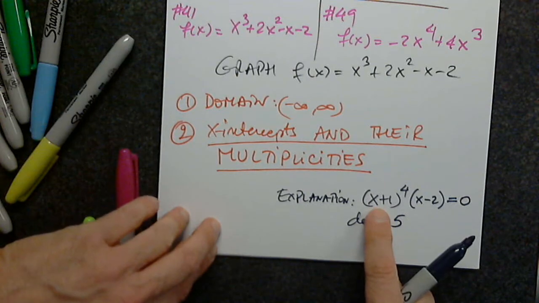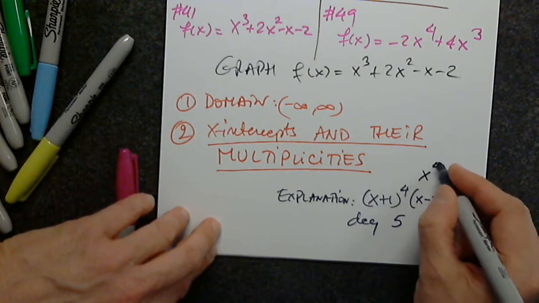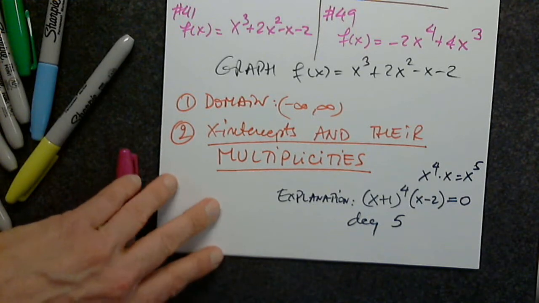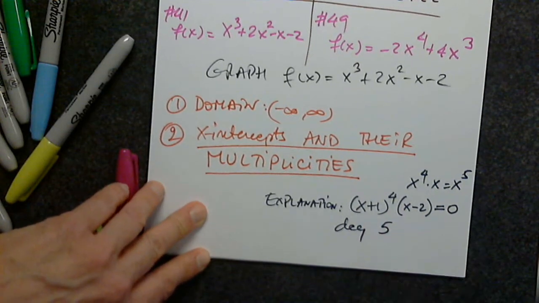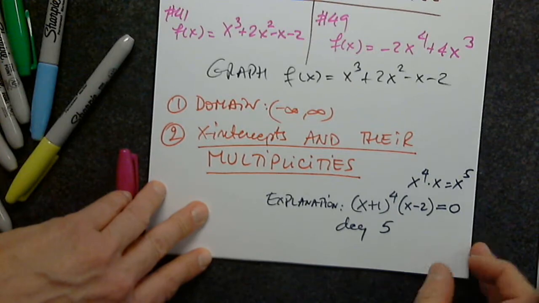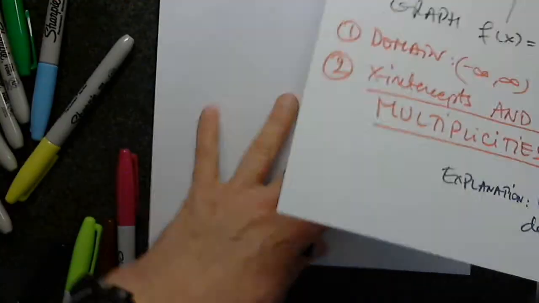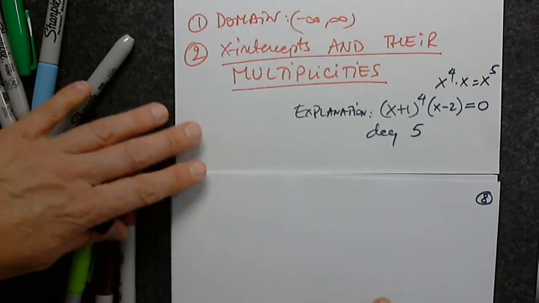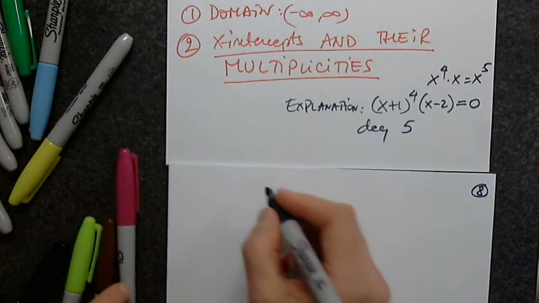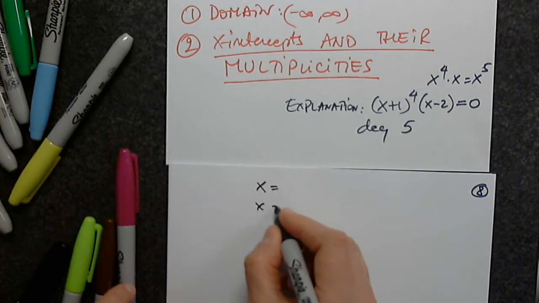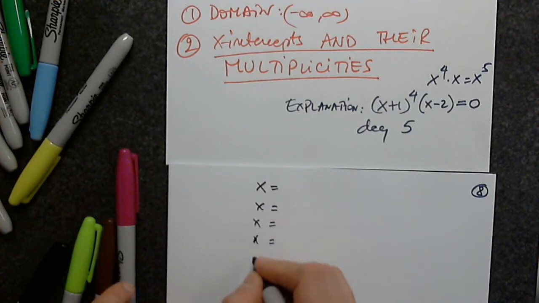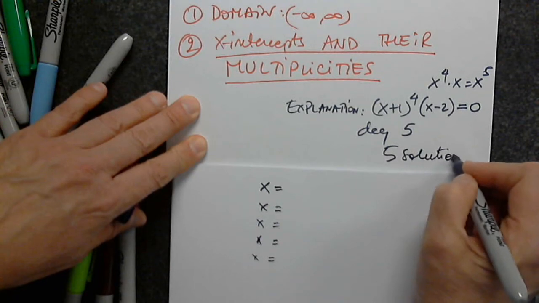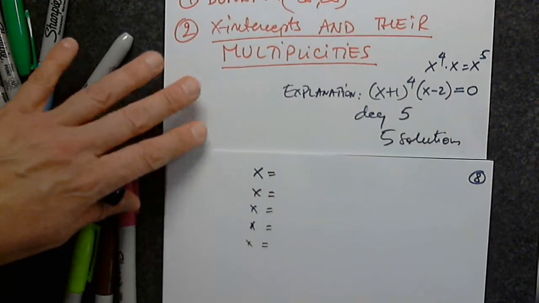So this is degree 4 and this is degree 1. So x to the 4th times x, copy the base, add the exponents. Degree 5. How many solutions will this equation have? Absolutely. Awesome. Great job. You remember what we did a long time ago. I'm so happy to hear that. So then, can anyone give us 5 solutions?